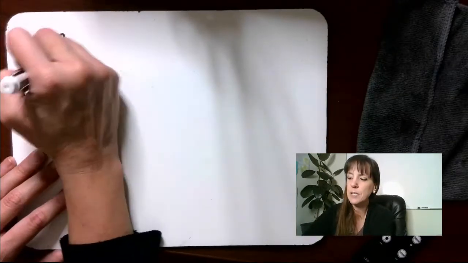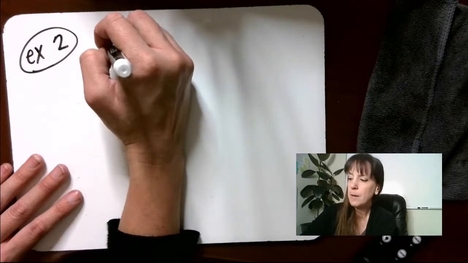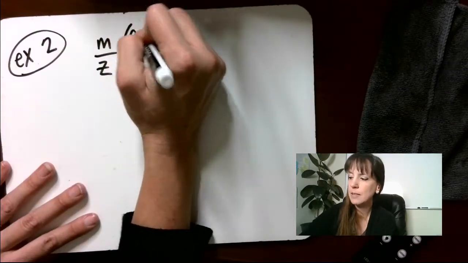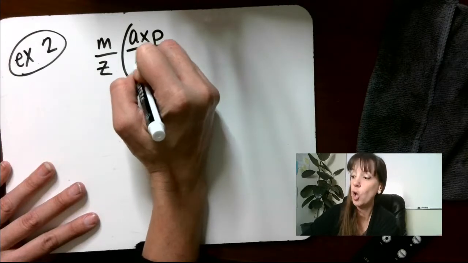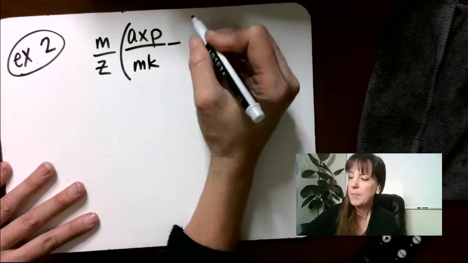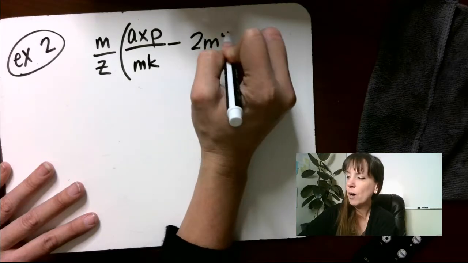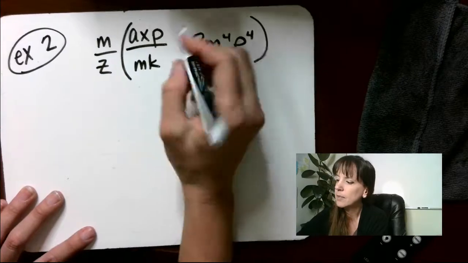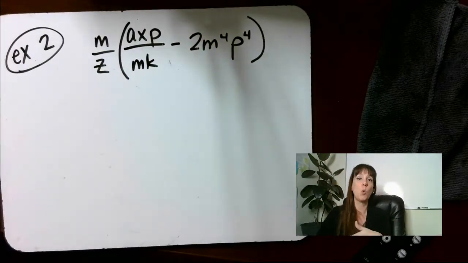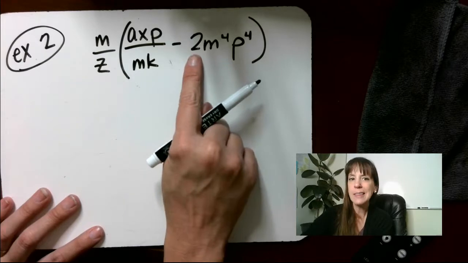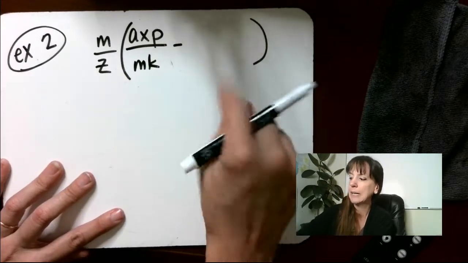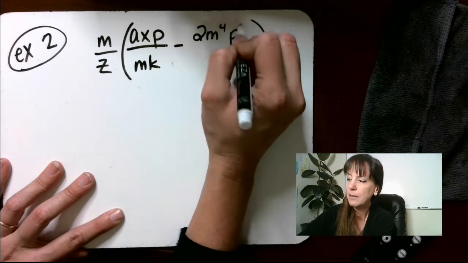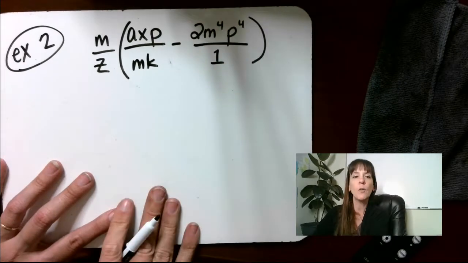All right, example number 2. This one says m over z times a x p, we're going to throw all sorts of variables at you, all at once, minus 2 m to the fourth p to the fourth. Now, guys, remember that's a subtraction. Remember, we can put anything over 1 to turn it into a fraction. So immediately, that's what I'm going to do to this guy. I'm going to rewrite it so that when I'm copying it from the book, that's the very first thing that I do: m to the fourth p to the fourth over 1.